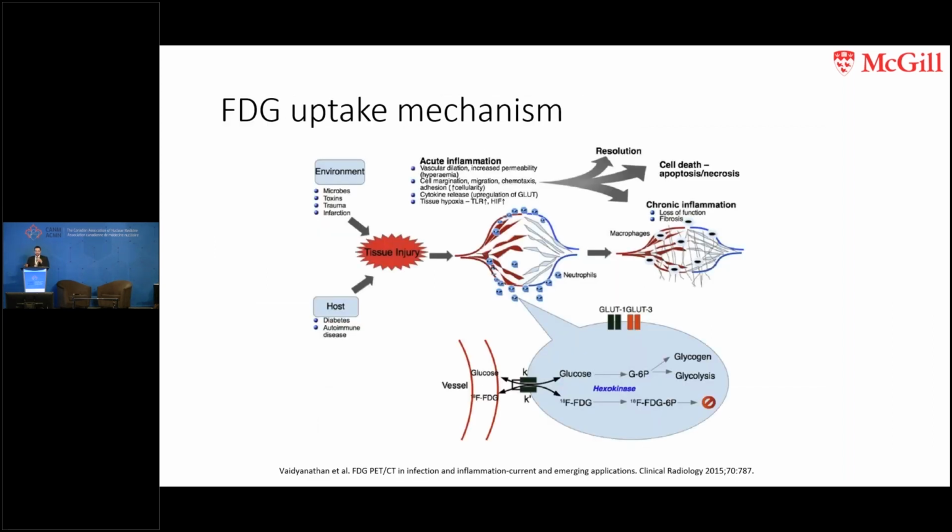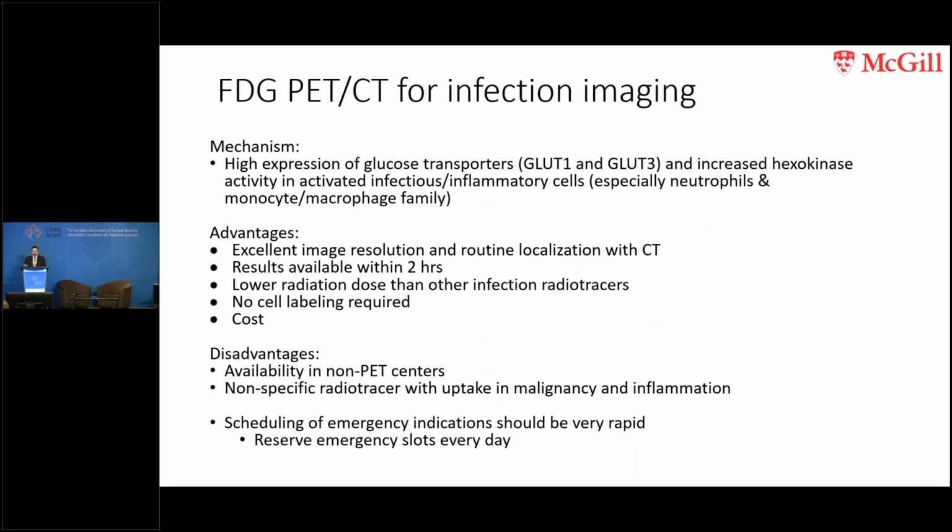And how does it work for infection? Basically, when there's tissue injury, there's a lot of acute inflammation that's happening. There's upregulation of the GLUT receptors, GLUT1, GLUT3. Macrophages are increased. So there's a lot of increased cellularity, and therefore the FDG is going into the cells, and we're going to be able to image the increased uptake in these infectious or inflammatory cells.